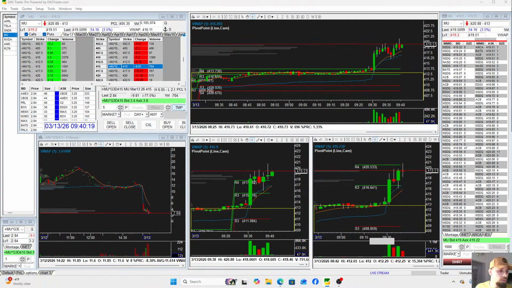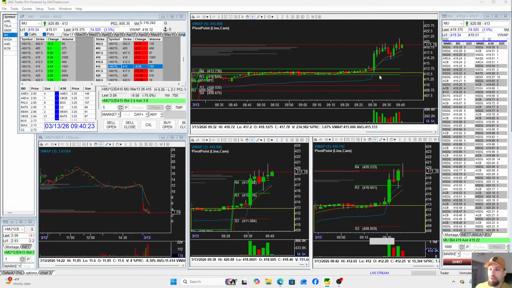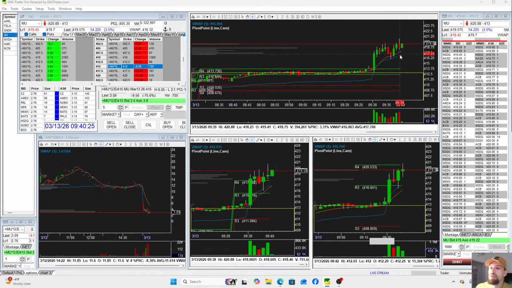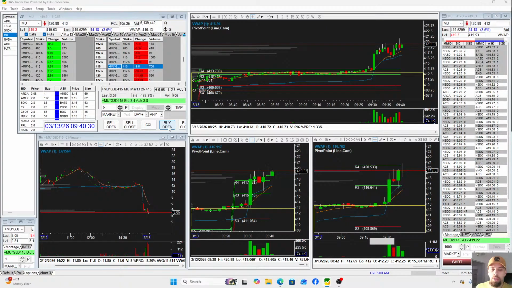Let's see what happens here. That's a nice candle for us for a potential short. I just want to see what happens at this 420 level.